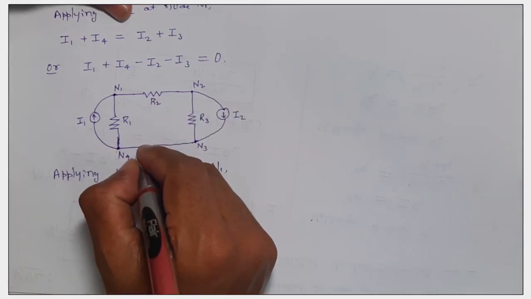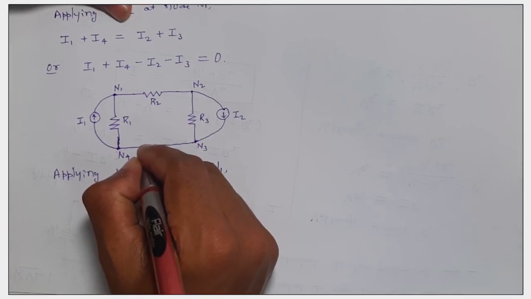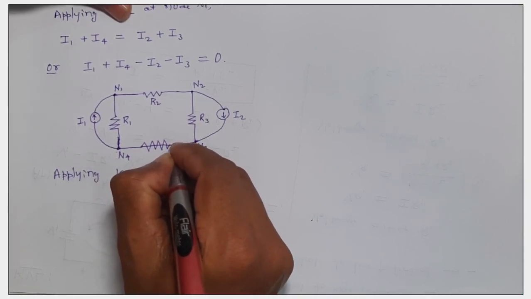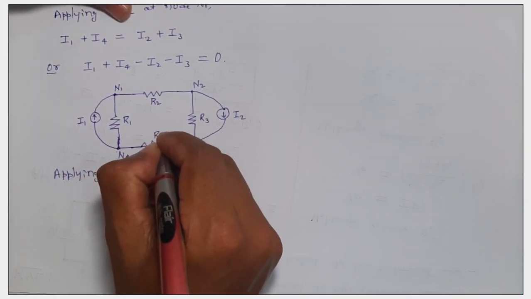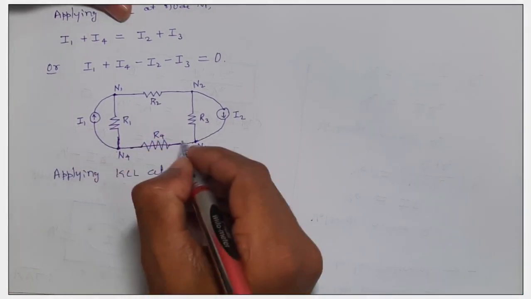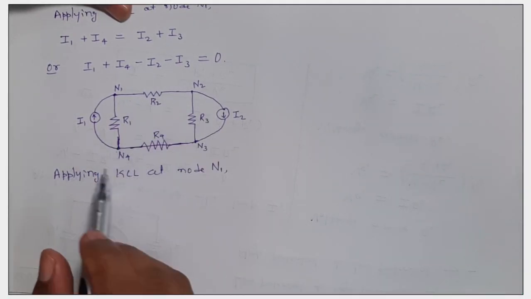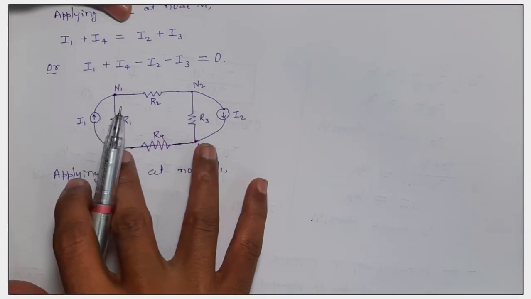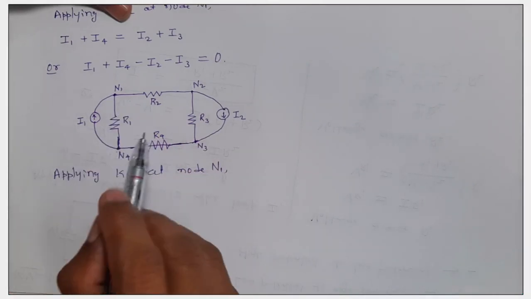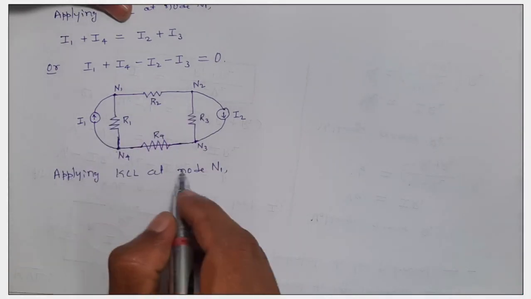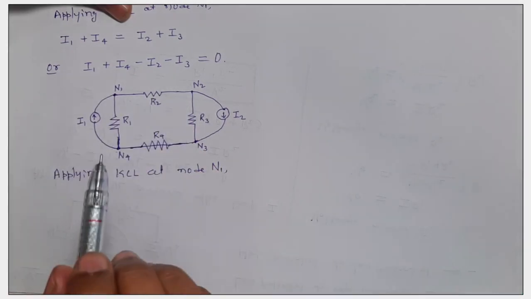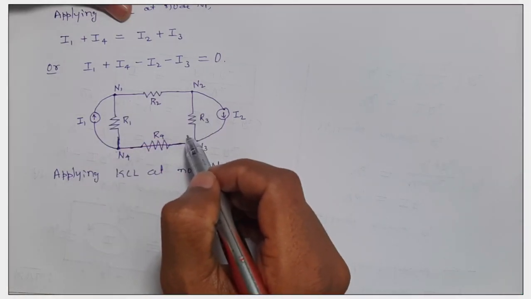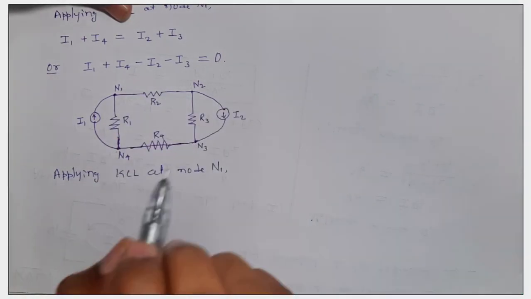If at all I want to make 4 branches, let me assume one more resistor here, and I call it R4. Make a point of this, dear students, there are only 3 branches. If this resistor was not there, there used to be only 3 branches. Now there are 4 branches. Now applying KCL at node N1, we don't know the directions of currents in these branches. I will assume some arbitrary current direction.